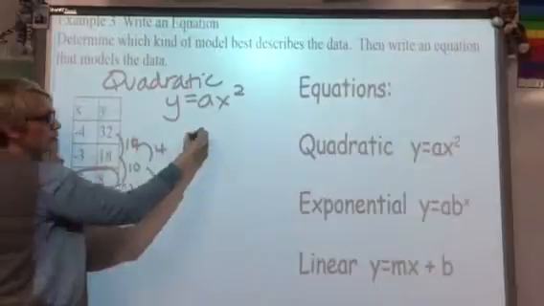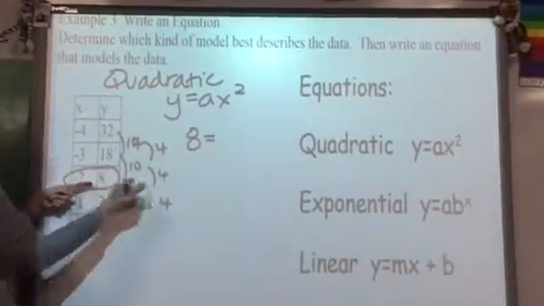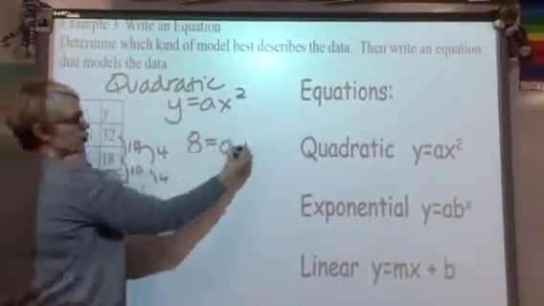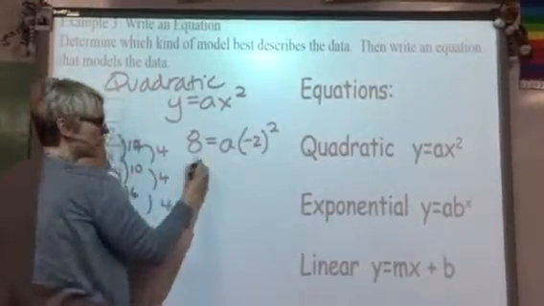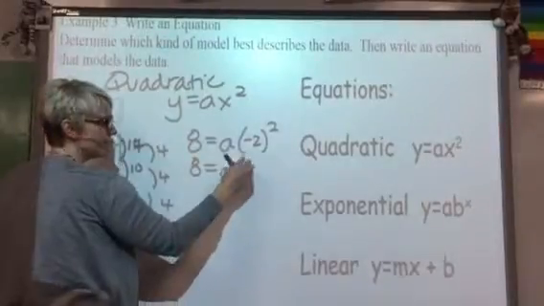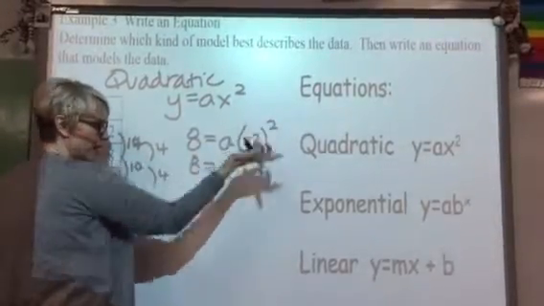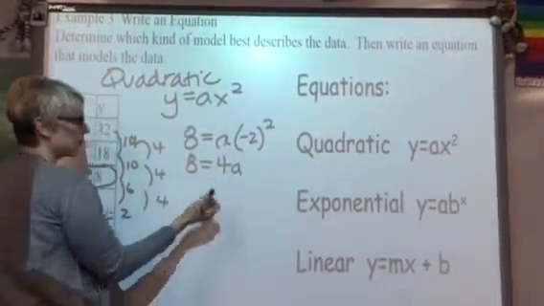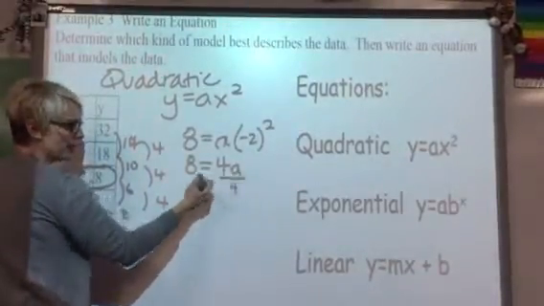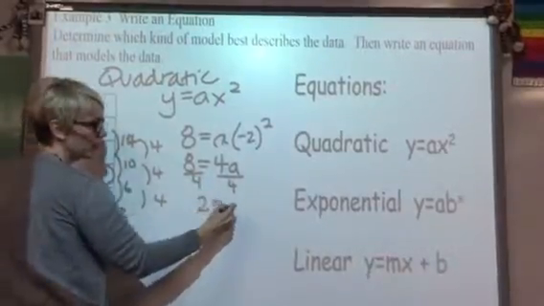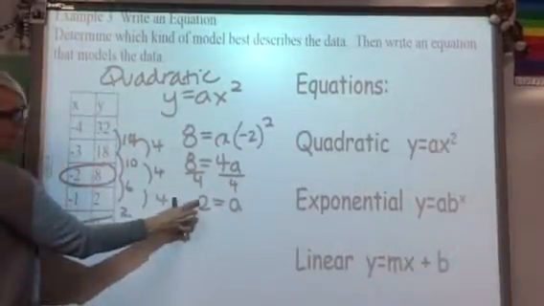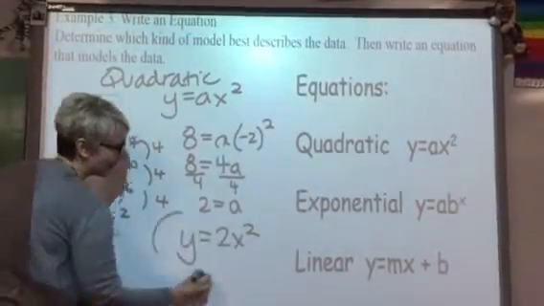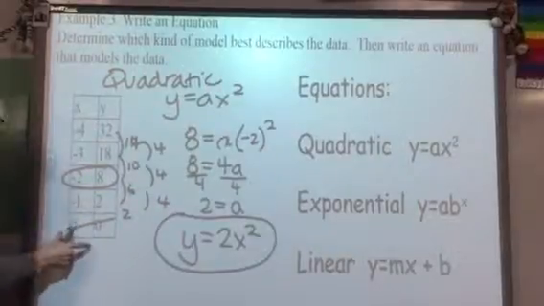So 8 is the y, is equal to, I'm going to do some algebra to find a, negative 2 is my x. So 8 is equal to a times negative 2 squared, which is a positive 4, right? So we would just write 4a. When we solve 4a, we would divide by 4, and we get 2. Since our a is 2, I would write y equals 2x squared, and that is the equation for this function.